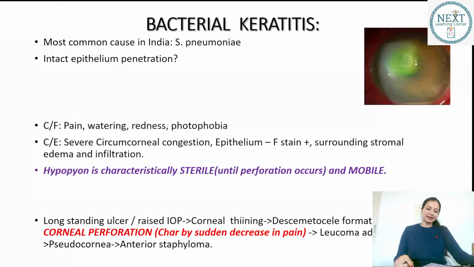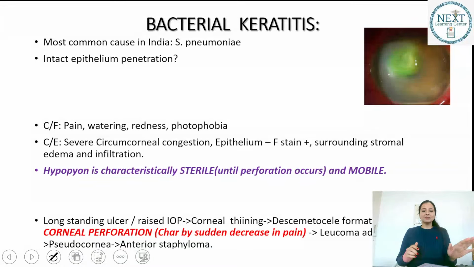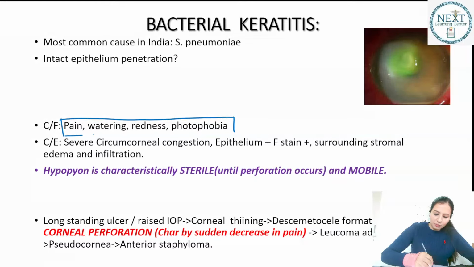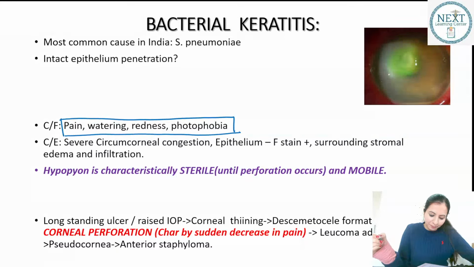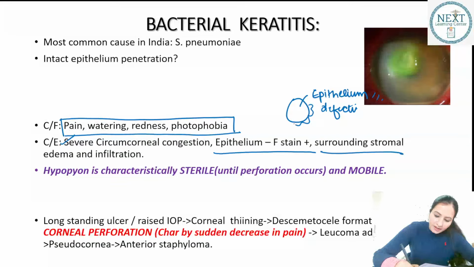Now moving on to bacterial keratitis. What is bacterial keratitis? Keratitis is nothing but the inflammation of the cornea. Why is it occurring? It is occurring secondary to a corneal ulcer. So with any ulcer, the most common presentation is going to be pain, watering, redness, photophobia. On clinical examination, circumcorneal congestion. There will be fluorescein stain positive, that means the ulcer will have an epithelial defect. There is no epithelium. Along with that, in the stroma there is infiltration.